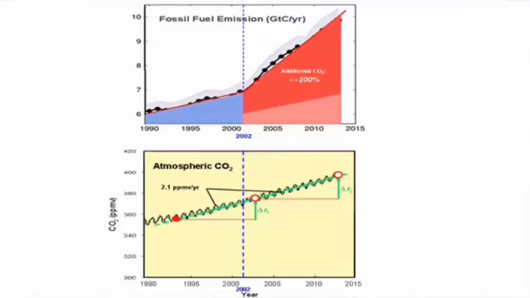Fossil fuel emission during the second decade was 3 times that during the first decade. Yet its impact on the increase of atmospheric CO2 was virtually zero. Where the additional anthropogenic CO2 ended up cannot be said. Where it did not end up is unambiguous.